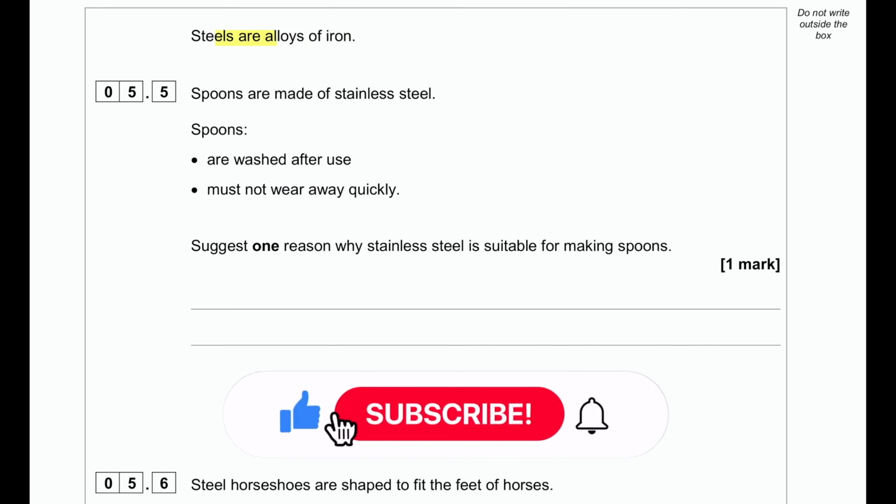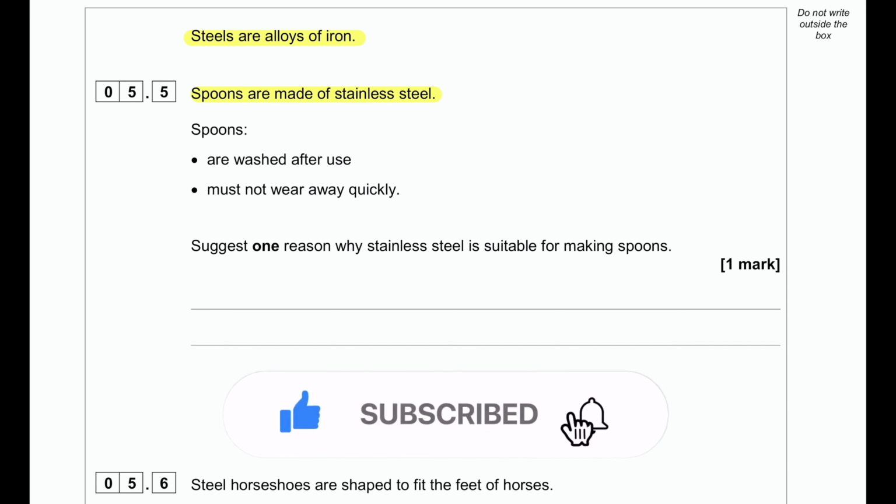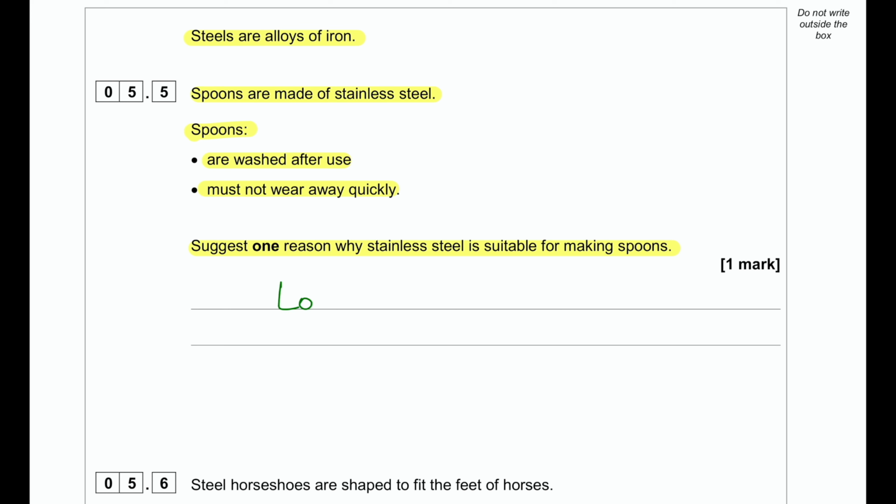Steels are alloys of iron. Spoons are made of stainless steel. Spoons are washed after use and must not wear quickly, meaning it must not erode away quickly. Okay, good. Suggest one reason why stainless steel is suitable for making spoons. Because it contains a low amount of carbon in it, alright? So it's a low carbon steel, it's cheaper.